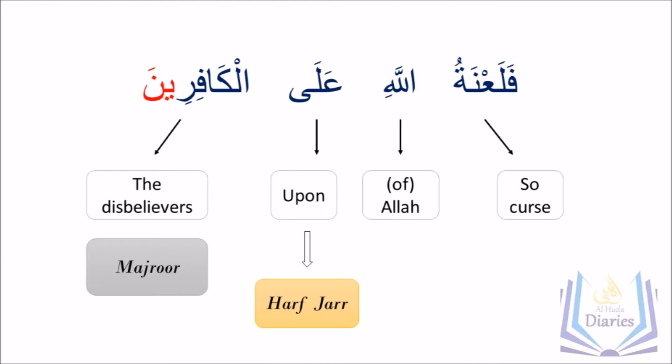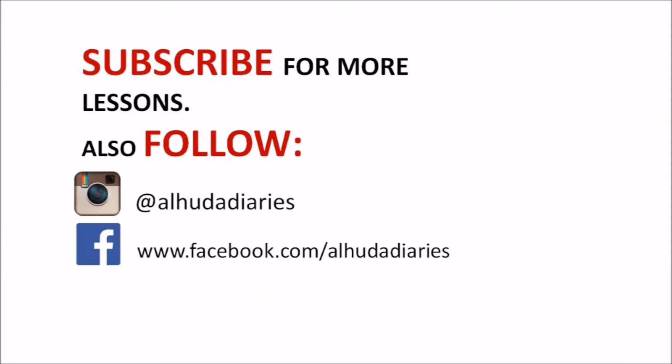Likewise, when we study the Quran, we can come across a lot of examples when it comes to the state of rafa, when it comes to the state of nasab and jar. So it is important next time we recite the Quran, we even do some analysis grammatically and see if we are able to identify these different types of states and to figure out what is the element that makes it into the state of rafa, nasab or jar.